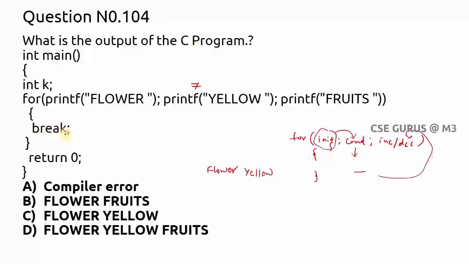In that for loop you have break. Break means it comes out of the block immediately. So it comes out of the for loop and never goes to the for loop again. So it comes out and the program ends. Now you see what output you are getting? Flower and yellow. Anyway, this printf fruits will not be executed. So the output will be flower and yellow. So option C is correct.